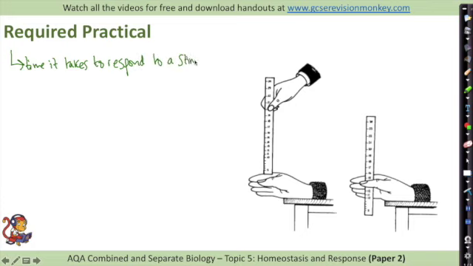A stimulus is any change in the environment. So it could be that you notice something coming towards you, it could be a temperature change, anything that's changing in the environment you can call a stimulus. So you often change one factor when you're measuring reaction time in this experiment. So for example, you could measure your reaction time before and after something that's going to affect it, like caffeine.